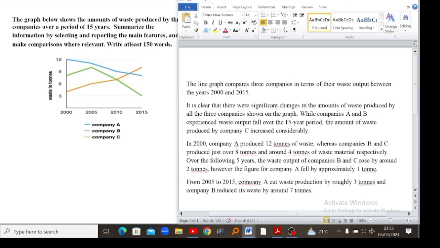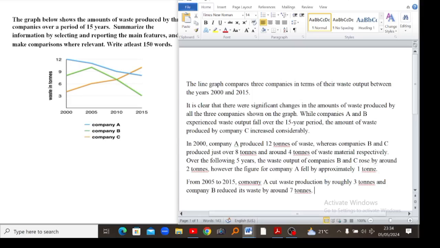So let's first review the statement. Company A cut its waste, because we are moving here, which is company A, it cut its waste by roughly 3 tons. If you get the difference from this point to this point, it might give you 3 tons. That's why we are saying roughly. And then company B, this company B right here, reduced from here all the way to here. We could have said from this value to this value, but we said by.